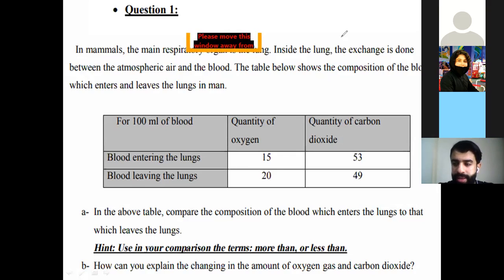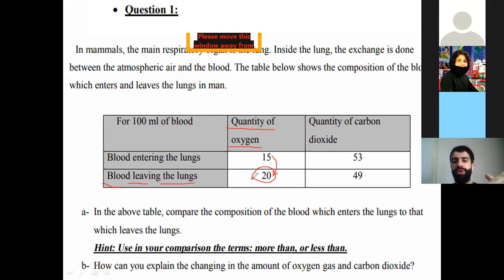The quantity of oxygen in the blood entering the lungs is 15 milliliter, which is less than 20, the quantity of oxygen in the blood leaving the lungs, which is 20 milliliter. Thank you, Sari. Very good.